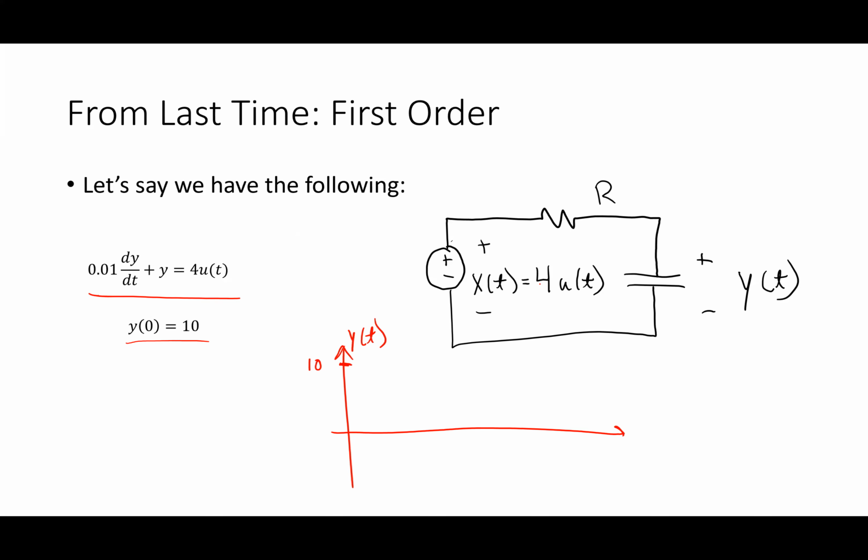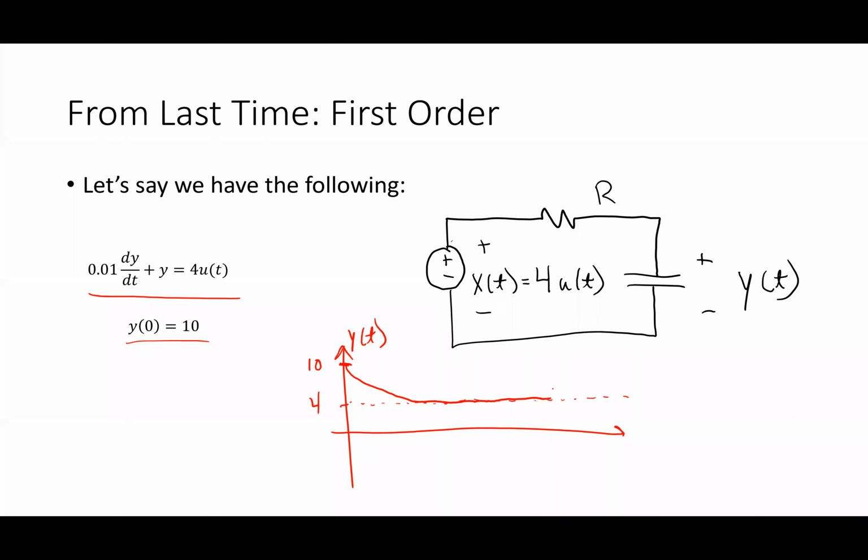So just think of this as a circuit, right? If I had a 4-volt source here, what's the final value going to be? 4 volts. Yeah. So my final value is going to be 4. I'll draw it like this. What's it going to look like in between 10 and 4? Yep. Look like that. All right.